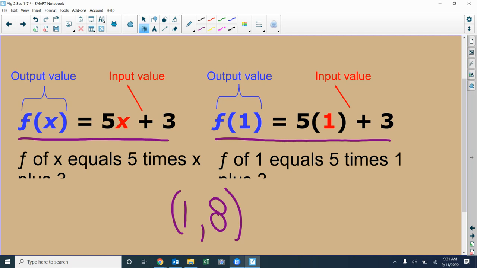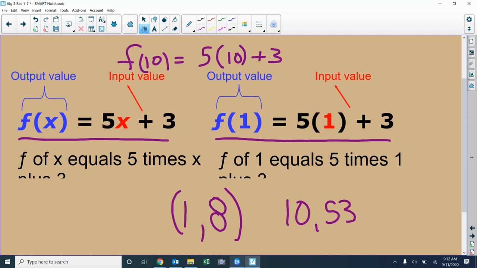What if we wanted to find, let's go with f of 10. F of 10 of this, so now we're gonna have 5 times 10 plus 3, right? 53, so now that new point, or that coordinate would be 10, 53, wouldn't it? We can find an unlimited amount of those.